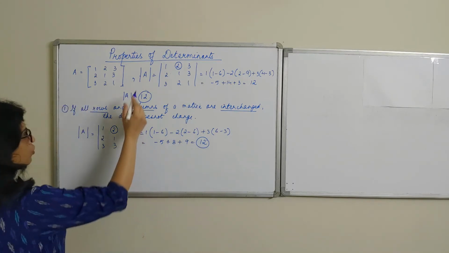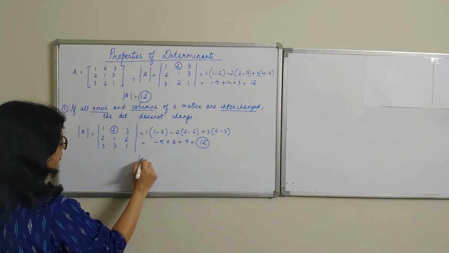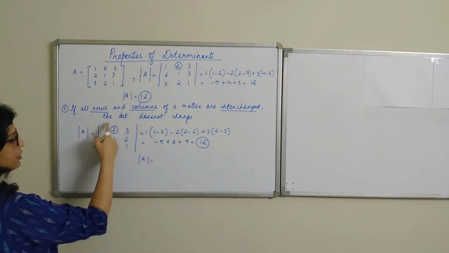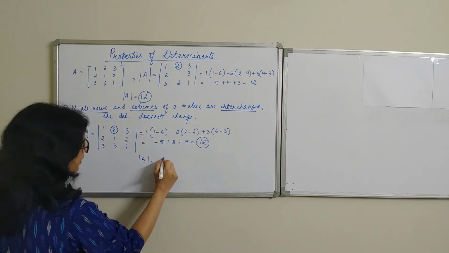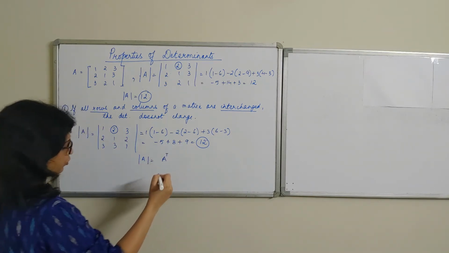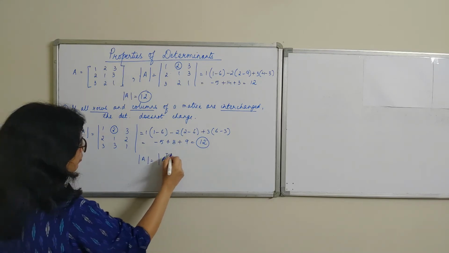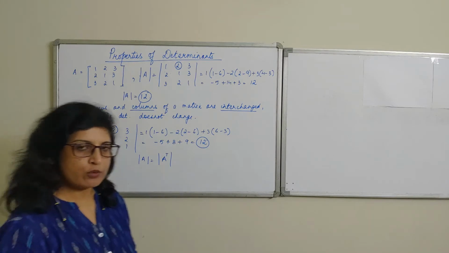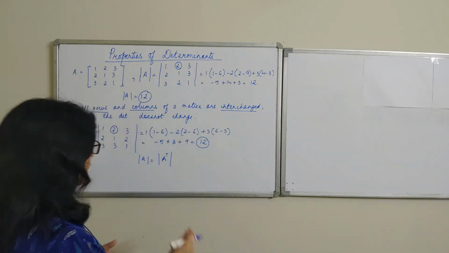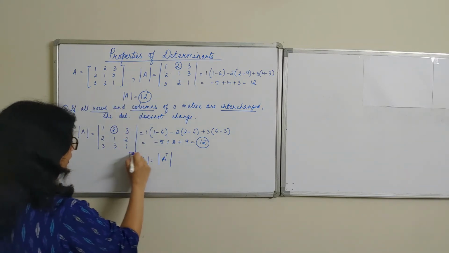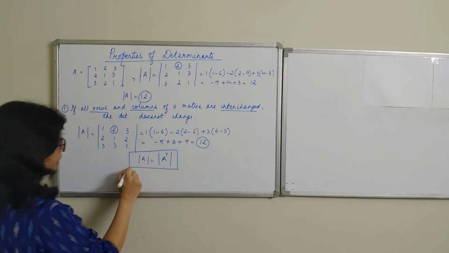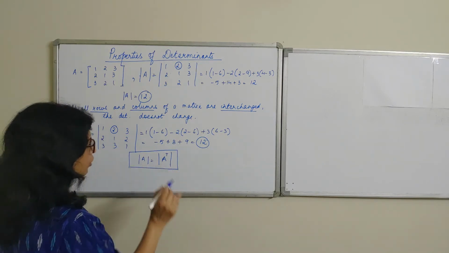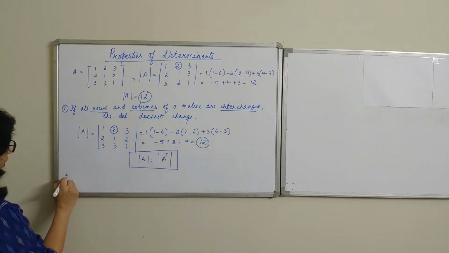Alright, so the initial determinant is this. The determinant which we have obtained here is basically determinant of A transpose. You must be remembering that transpose of a matrix is found by interchanging rows into corresponding columns. So we get this important property here: determinant of any matrix is same as determinant of its transpose.